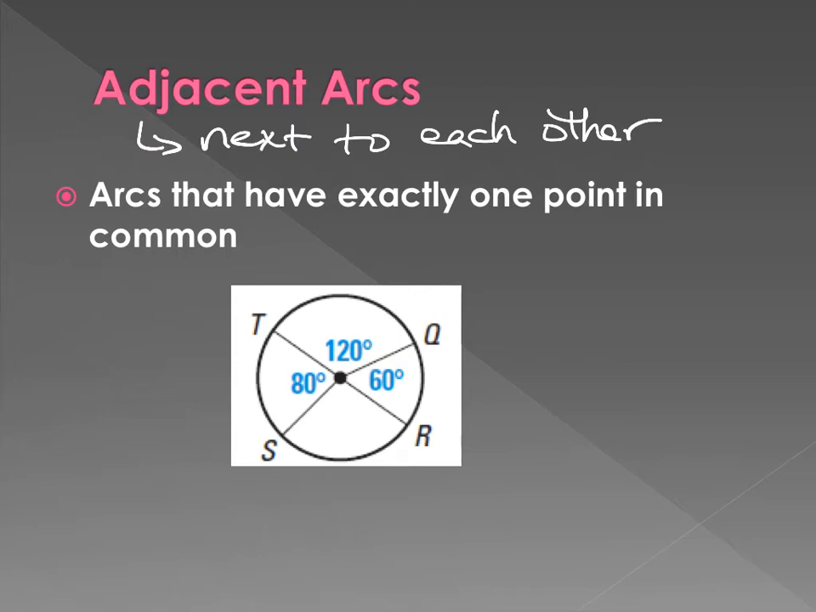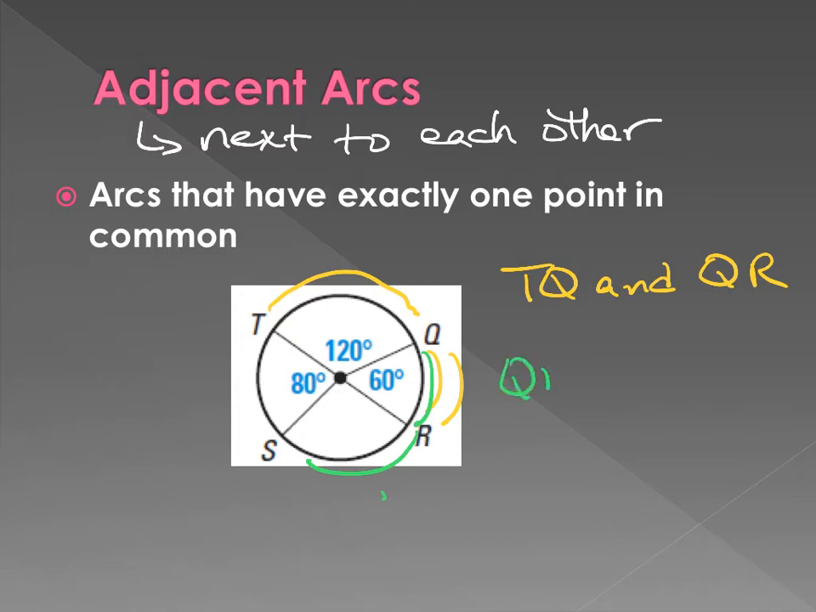So they can't overlap. For example, I could say that arc TQ here is adjacent to arc QR. It's right next to it. So TQ and QR would be an example of 2 adjacent arcs. I could also say that QR is also adjacent to SR. And the order that you're writing these letters doesn't matter.